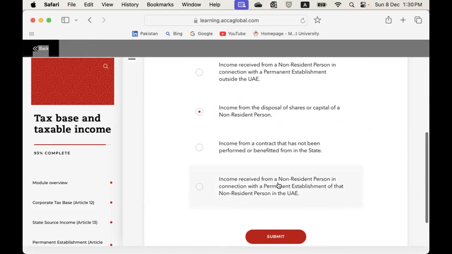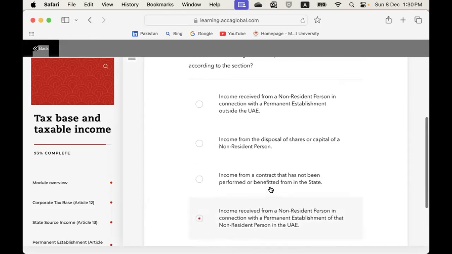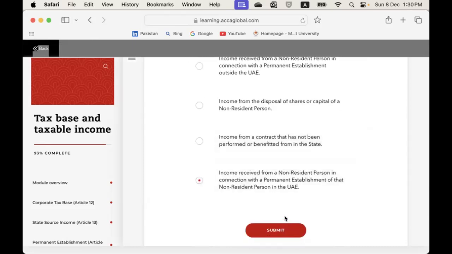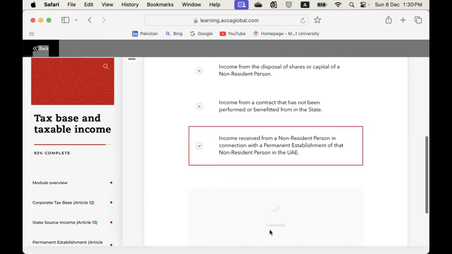Let's look at the fourth one. Income received from a non-resident person in connection with a permanent establishment of that non-resident person in the UAE. Now, bingo, this is the one. Permanent establishment of a non-resident person. This seems to be the best option, right? So let us submit.